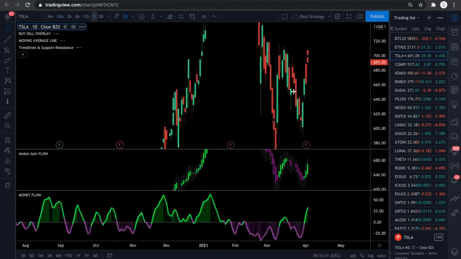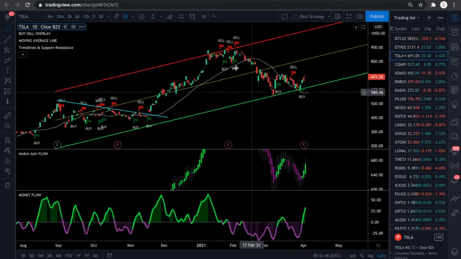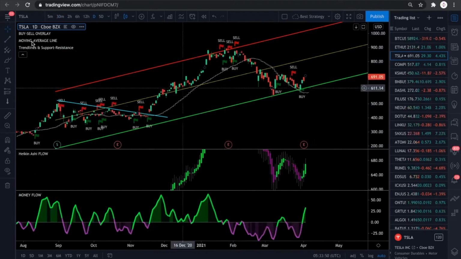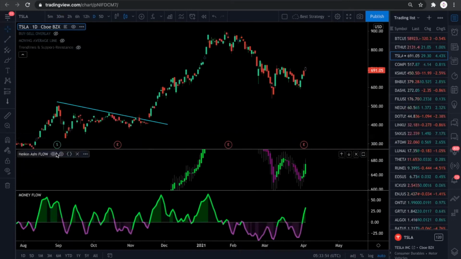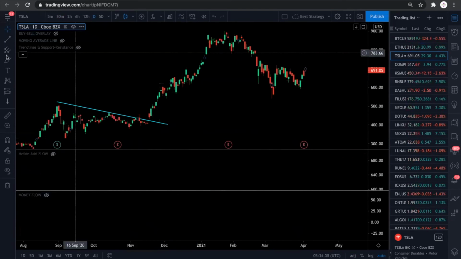Let's hop back to the daily. Hit auto. And you can easily see where your trends are at. If you take everything out, it starts to get a little more difficult as to where your buys and sells should be.